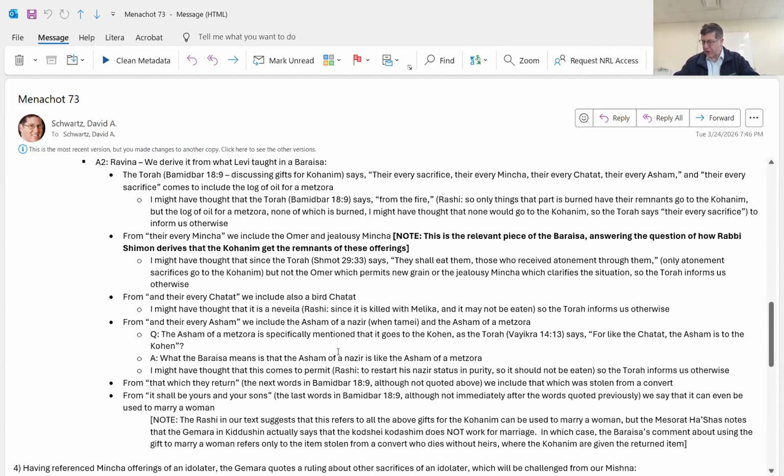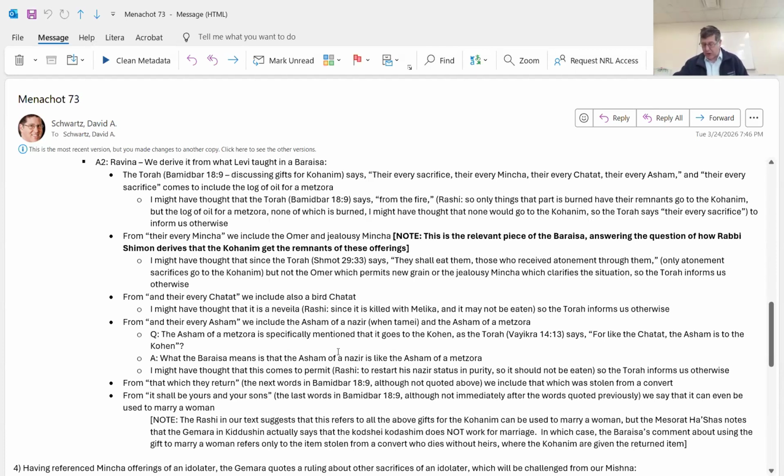And when it comes to the mincha kena'os, the jealousy mincha, it's also not coming to purify. It's not coming to atone. It's coming to clarify whether or not this woman had an affair. So that's why the Torah specifically needs to teach us l'kol minchasam, to tell us that the mincha of the omer and the mincha of the jealousies are given to the Kohanim. And that's the main point that we want to get from this brisa, the second answer to the question of how we know that even according to Rabbi Shimon, the mincha of the omer, the barley minchas, the remnants go to the Kohanim.